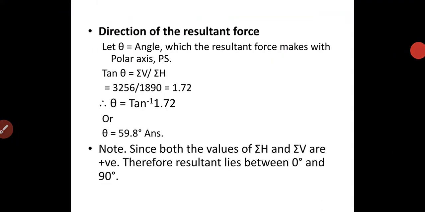Direction of the resultant force: let theta be the angle which the resultant force makes with the polar axis, that is PS. Then tan theta is equal to summation V upon summation H, that is 3256 upon 1890, which is equal to 1.72. Then theta is equal to tan inverse 1.72, or theta is equal to 59.8 degree. Note, since both the values of summation H and summation V are positive, therefore, the resultant lies between 0 and 90 degree.